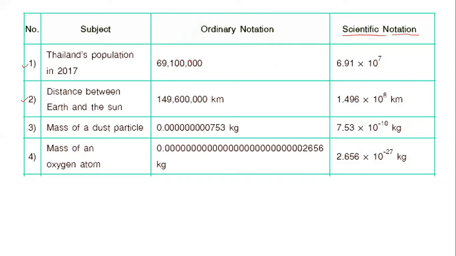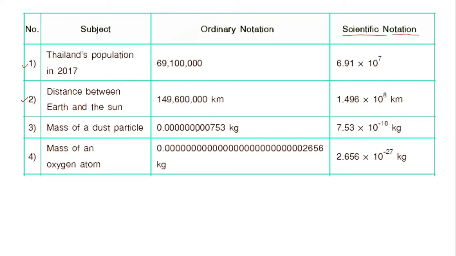These numbers are integers, or like they are whole numbers. Look at number 3. Mass of a dust particle. Wow. Who can read for me this number? 0.00000000753. You see, with very very many zeros. So what do you think about this number? Is it very big or very small? Is it a small number or it's a big number? I think small number. Yes, it is very, very small.